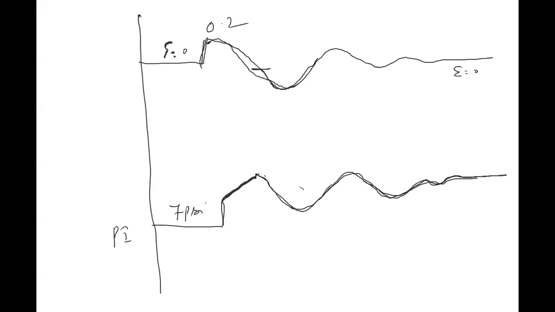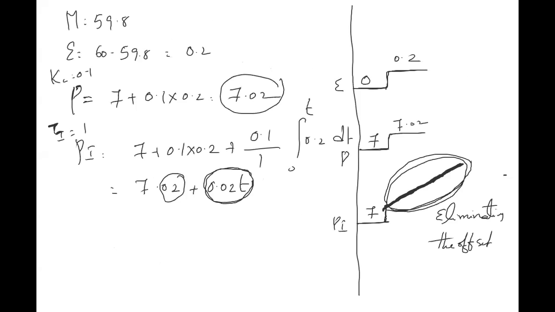See, it reaches ultimately 60 here, no doubt. No offset in an integral controller. When offset is not allowed in the system, that is where you have to have an integral controller in the system. But see, the rate at which the pressure increases depends upon tau I. Suppose here you put, let's say, tau I is equal to 1, then it is 0.02 into 2.